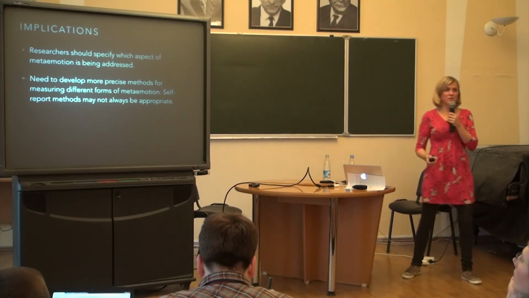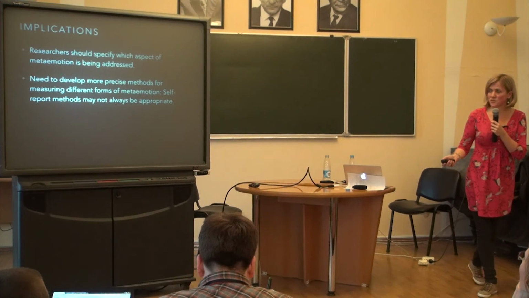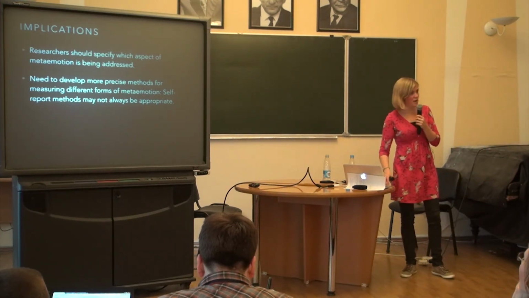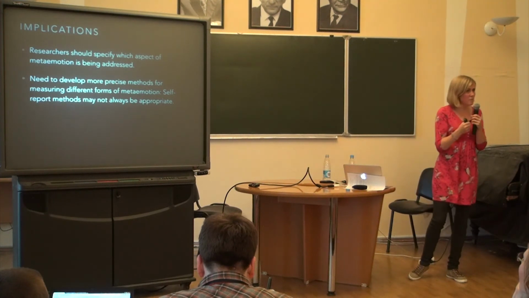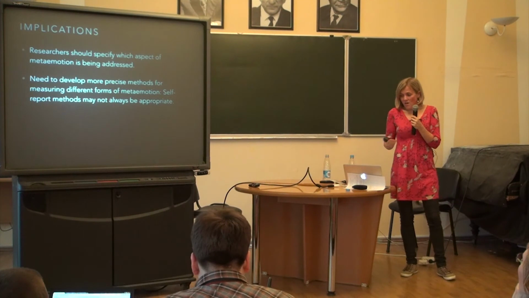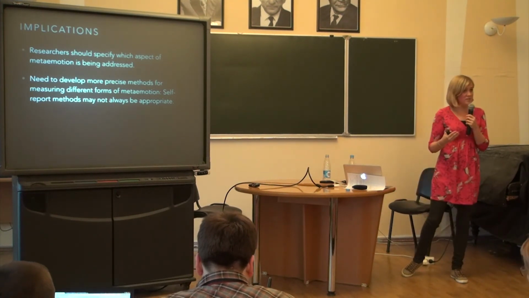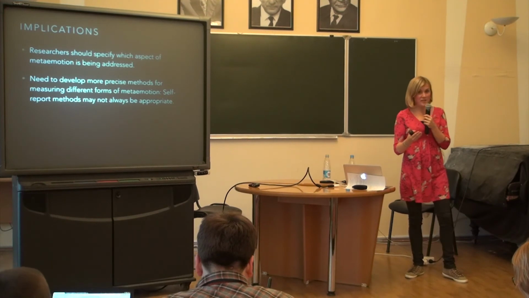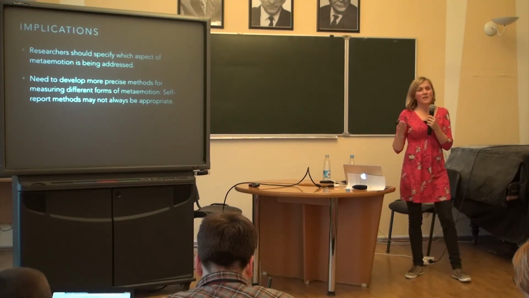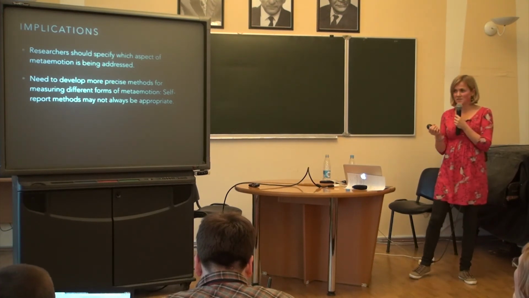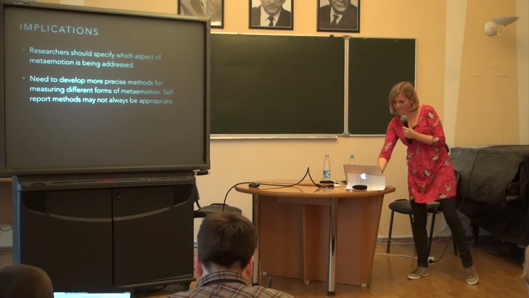Okay, so the same problem applies to meta-emotional skills. Maybe we have access to some of our meta-emotional skills, but maybe not to all of them. Maybe I have a tendency to distract myself every time I feel angry, but it could very well be the case that I'm not aware of it. So using self-report to assess these types of skills may not be the best idea in the world.